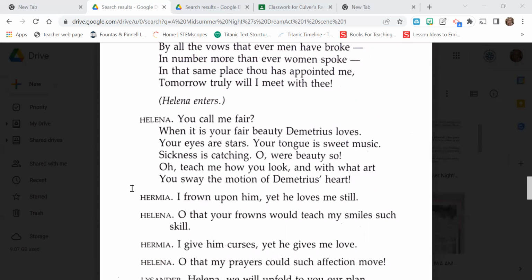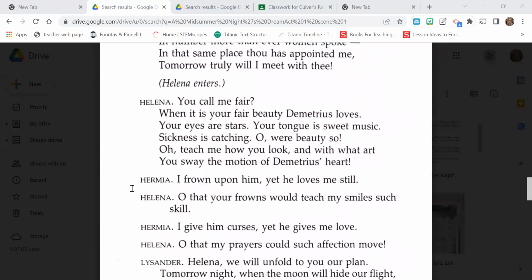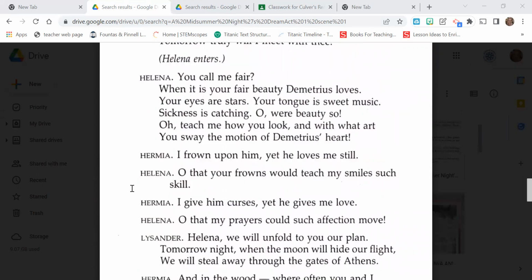And so she's very confused, but also very angry. And Hermia says, "I frown upon him, yet he loves me still." So Hermia is like, I don't like him. I'm mean to him, and he still loves me.